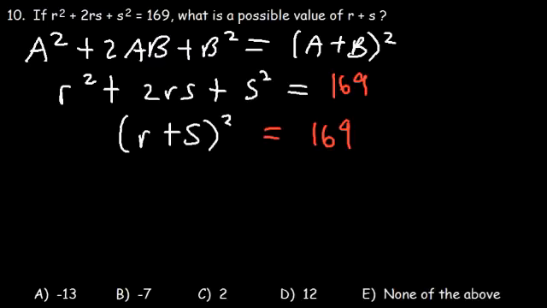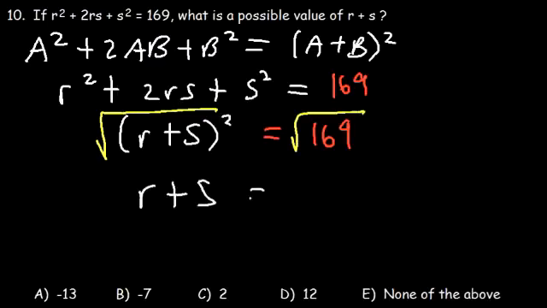So what we could do at this point is take the square root of both sides. So on the left side, we now have r plus s, which is what we're looking for. And the square root of 169 is equal to plus or minus 13. So therefore, negative 13 is a possible value of r plus s. And that's the answer for this problem. So A is the right answer.